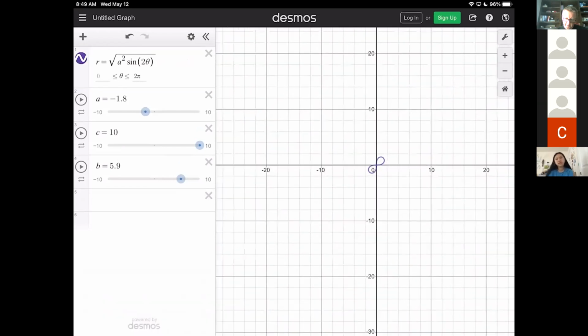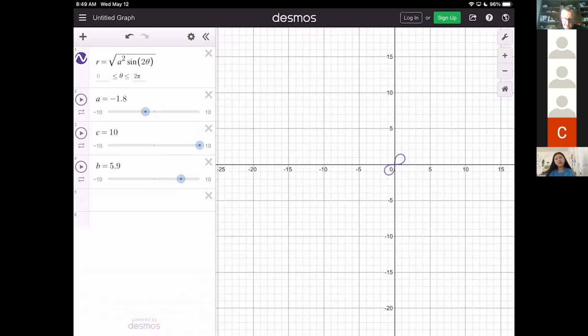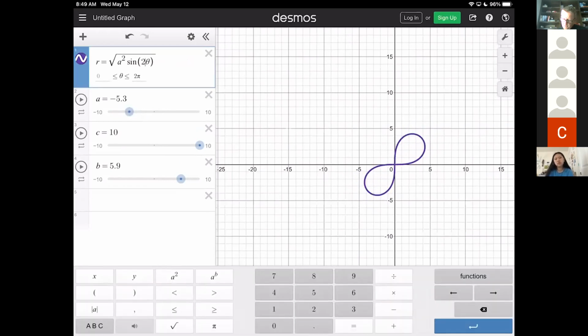So this one's kind of fun too. Notice the only control I have is over A, but this also has a name. It's called a lemniscate. So it's kind of like, well, actually, doesn't it look like an infinity sign that's been rotated? And I, of course, wonder what if that wasn't a 2. So with that being a 2, that's the lemniscate, but what if I made it a 3?